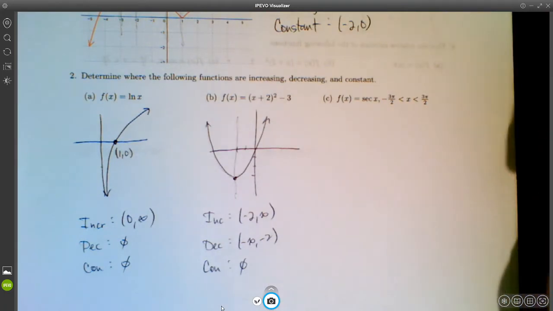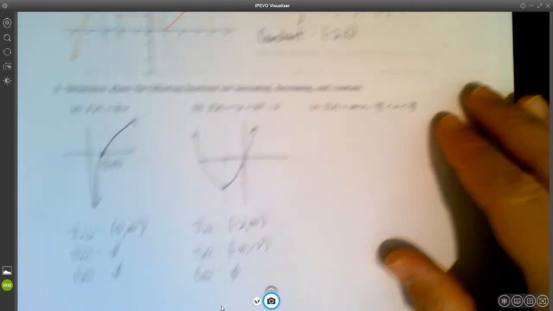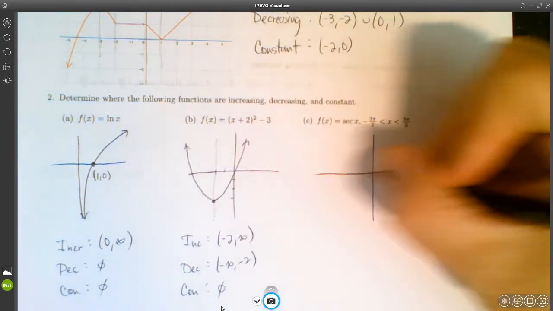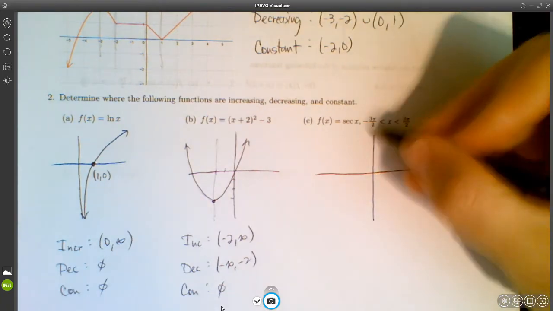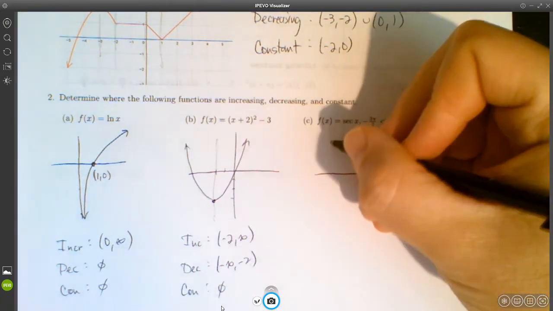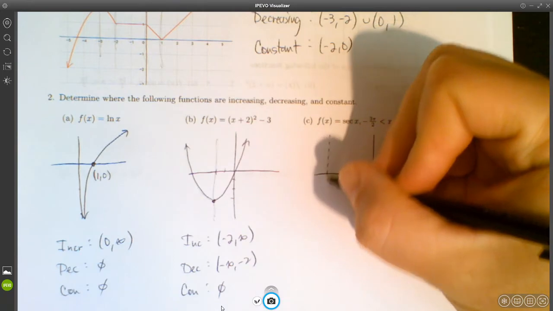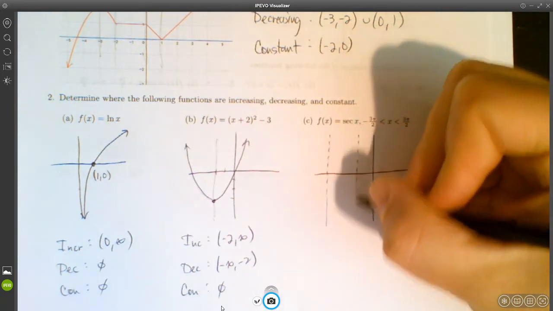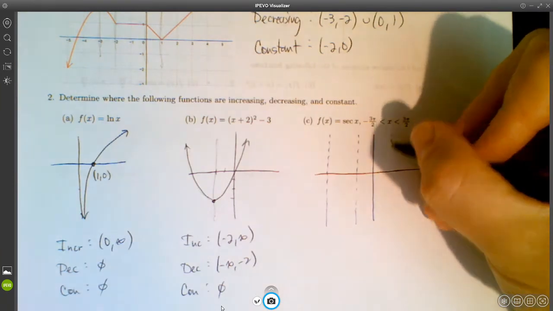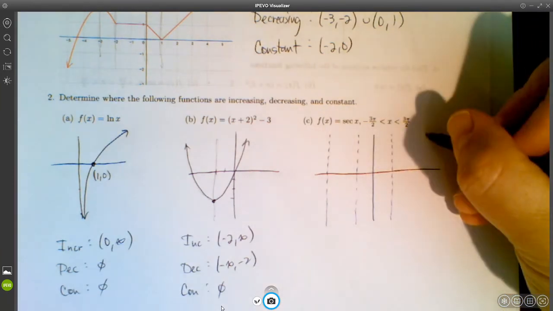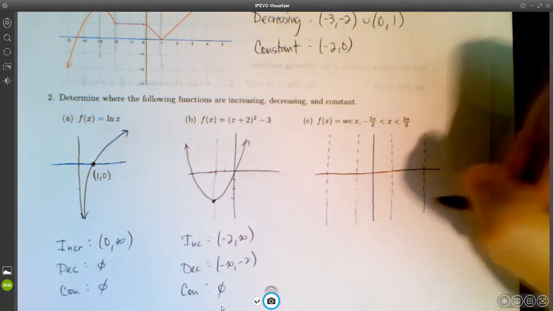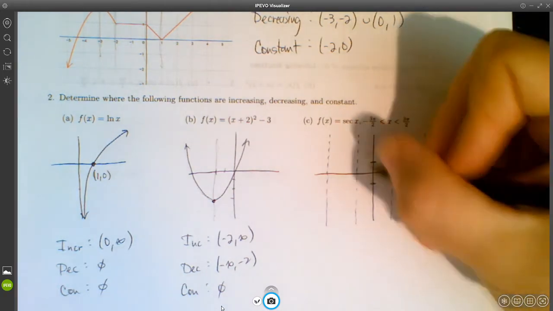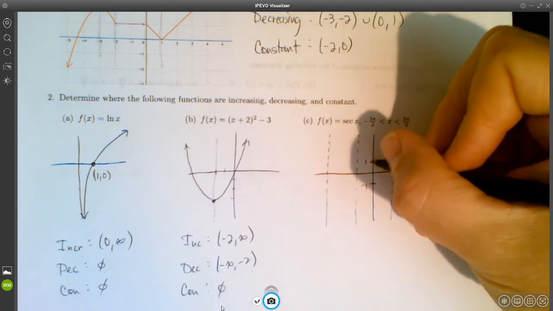Part C, secant function. Let's see what's going on with the secant function between negative 3 pi over 2 and positive 3 pi over 2. Well, at negative 3 pi over 2, it has an asymptote. And then it has another one at negative pi over 2, and another one at positive pi over 2 as well, and then another one at 3 pi over 2. And then this is 1 and negative 1. It looks like this, right?